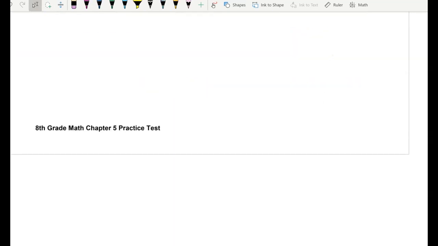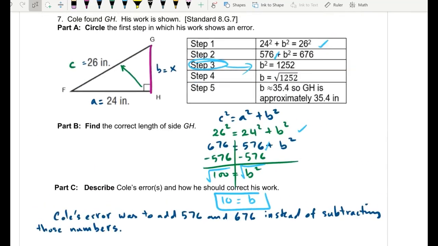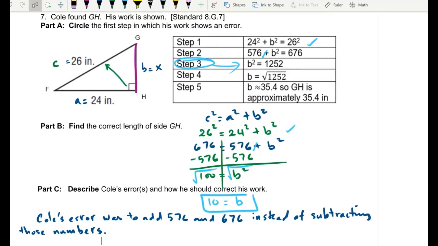That's pretty much it for number 7. I believe there's one more bonus question in problem 8. It doesn't affect your grade if you don't know how to do it, but if you try it, you get an extra point. Make sure you study.